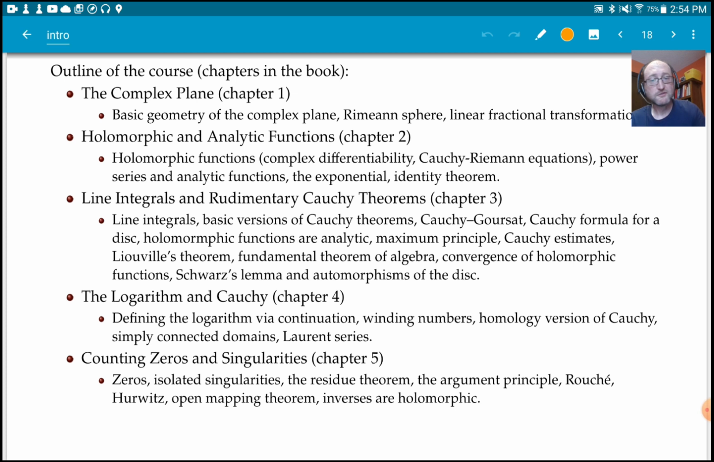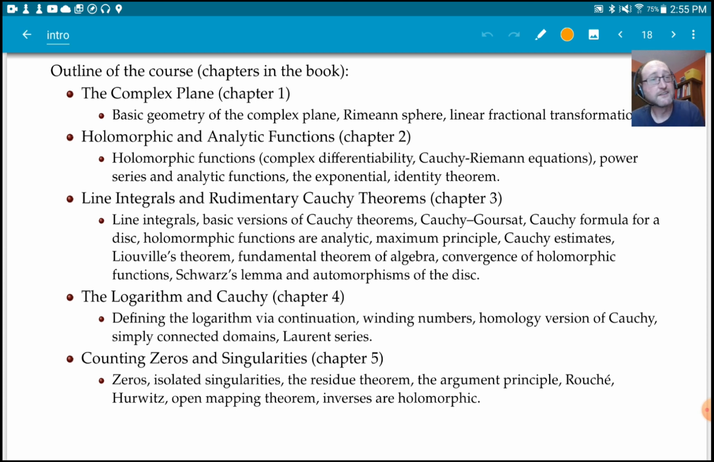Then we get to counting these zeros and singularities. It really has to do with this logarithm. Basically, you want to know how many zeros, how many solutions, a certain equation that happens to be holomorphic has inside of some loop. You can do that by computing an integral.